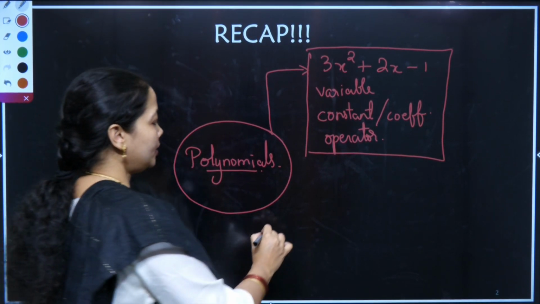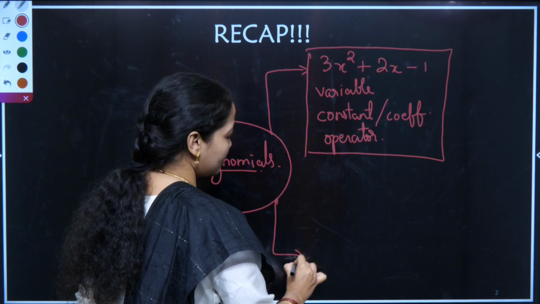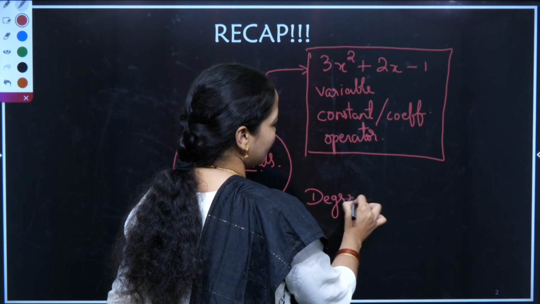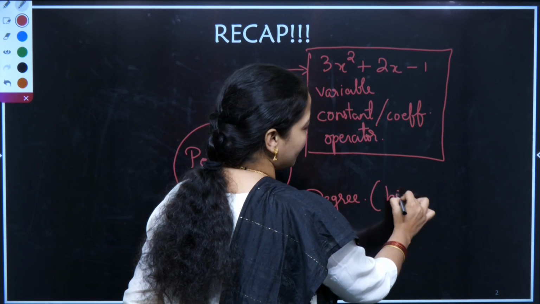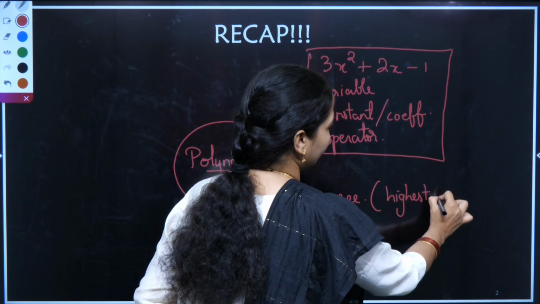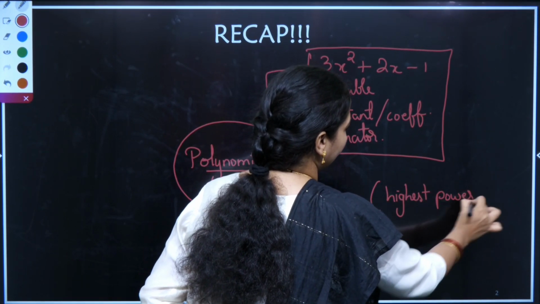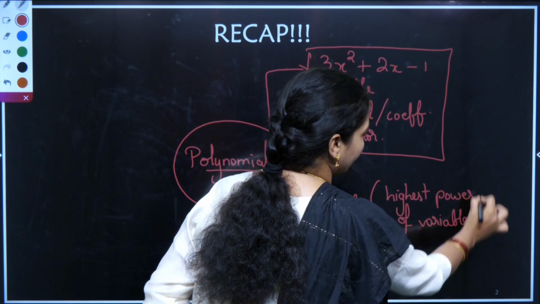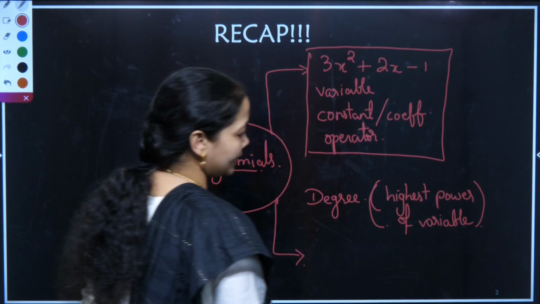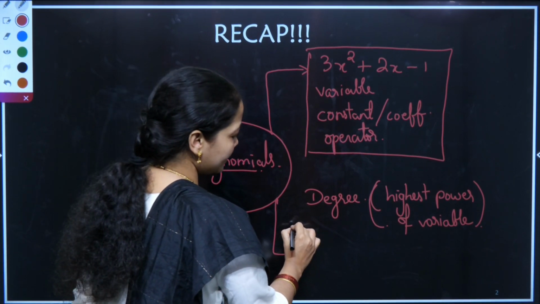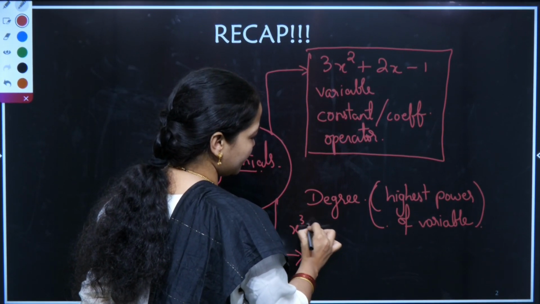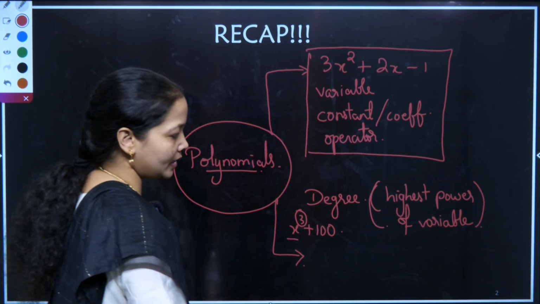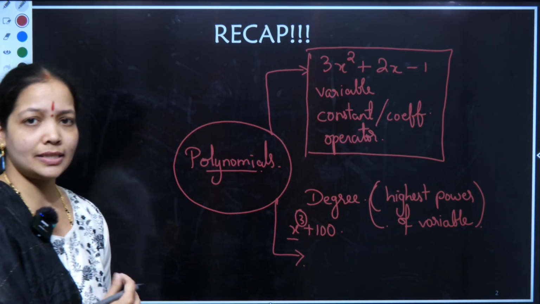Moving on to the second block of the mind map, we also learnt about a term called degree. What is a degree? The highest power of the variable is called the degree. Now, how to memorize the degree? I'll take a quick example. If the equation is given as x cube plus 100, x is my variable and the highest power is 3. So the degree is 3.